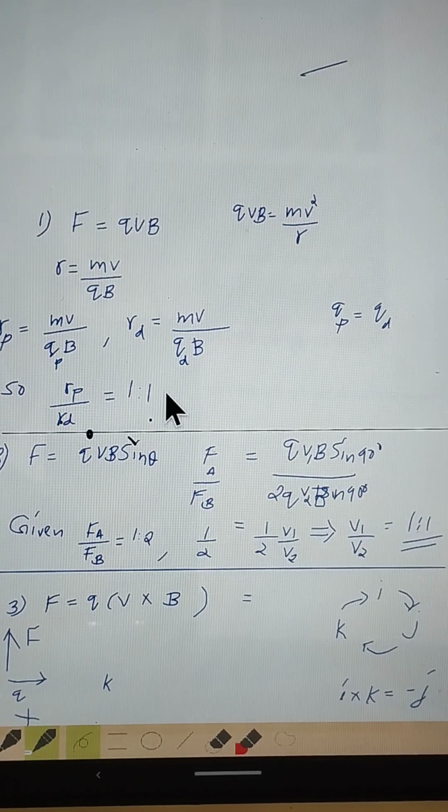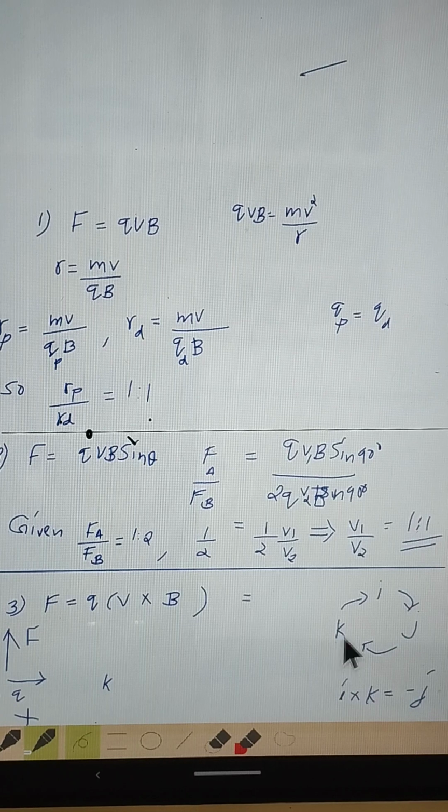The same answer can be obtained by analyzing the vector product. To analyze the cross product of two vectors, we need the help of cyclic coordinates i, j, k in this order. That is, i cross j will be equal to k, and k cross i will be equal to j. If the order is reversed, that is i cross k, then that will be equal to minus j.